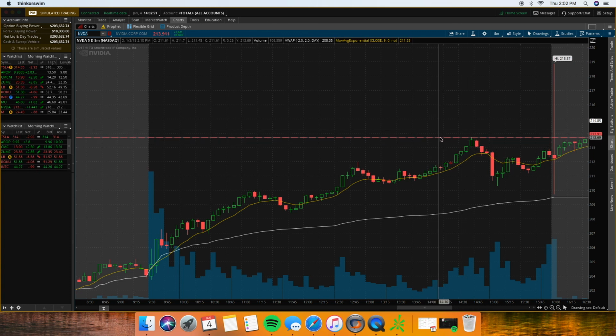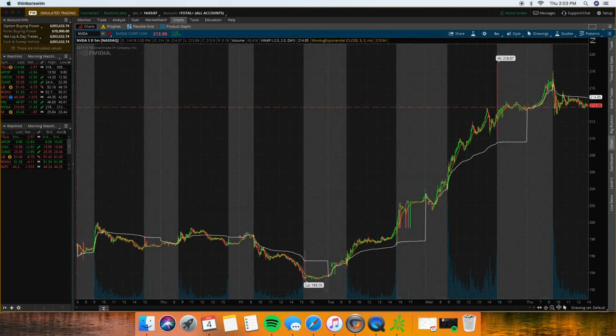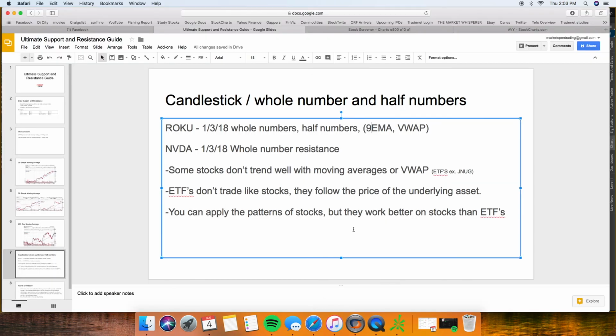As you can see, NVIDIA here topped out right around 213.65. So it wasn't a whole number, but for the rest of the day, you can see it was 208, 210, 211, and you will see this every single day on different stocks as they move up and down throughout their range.